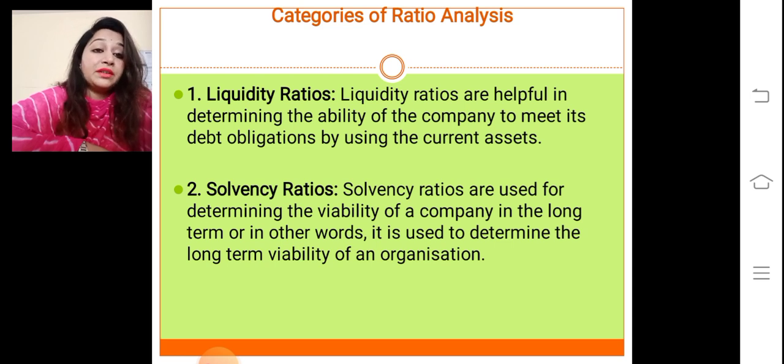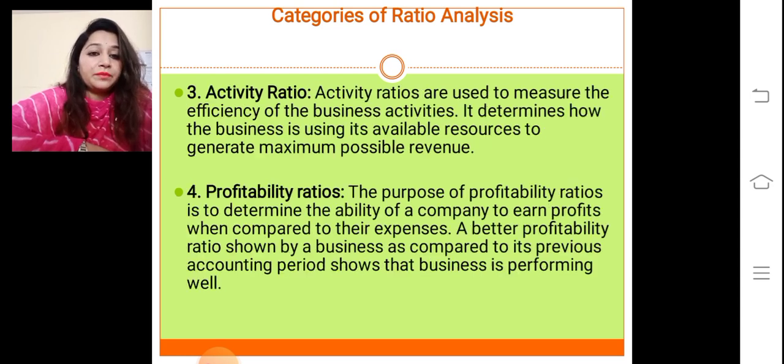There are some categories of ratio analysis. First, liquidity ratio. What do you mean by liquidity ratio? Liquidity ratios are helpful in determining the ability of the company to meet its debt obligations by using the current assets. Next is solvency ratio. Solvency ratios are used to determine the viability of the company in the long term, or in other words, the long term liability of the organization.